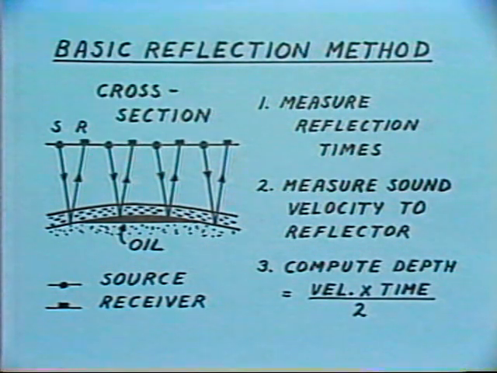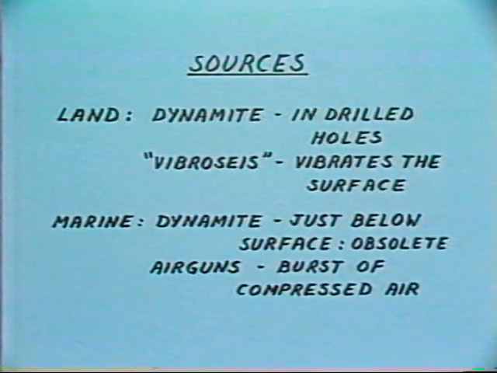Now we'll begin to look at some of the elements of this reflection method in a little more detail. We'll look first at the sources of the sound which we use to reflect from the rock layers. For seismic exploration on land, one of the first used sources was simply dynamite. Dynamite exploded in a hole drilled a short distance below the surface. That method is still used.